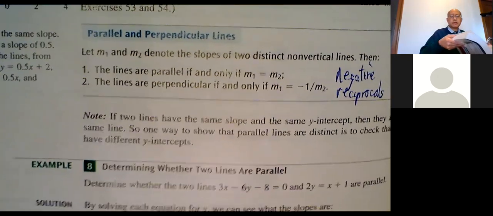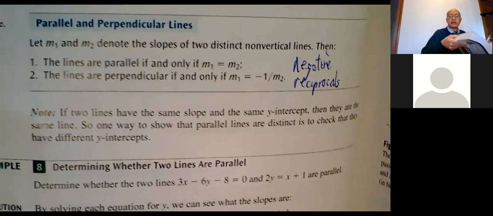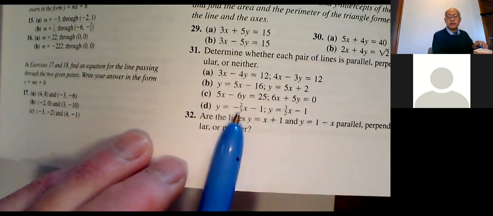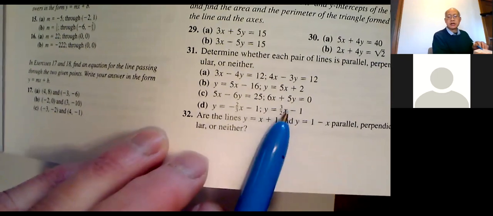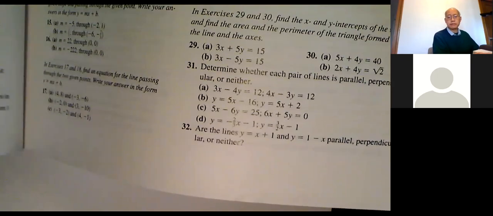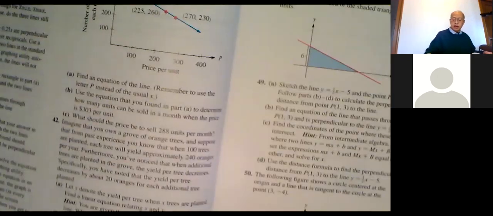Okay. So that's going back to this over here again. Number 2, the lines are perpendicular if and only if m1 equals negative 1 divided by m2, or they are negative reciprocals of each other. If you flip this one and change the sign, you get 3/2. Okay, so I did A, B, and D. You just do C on your own.